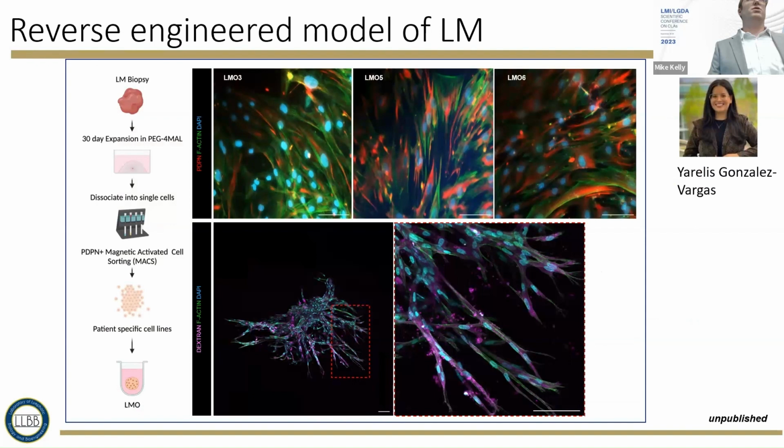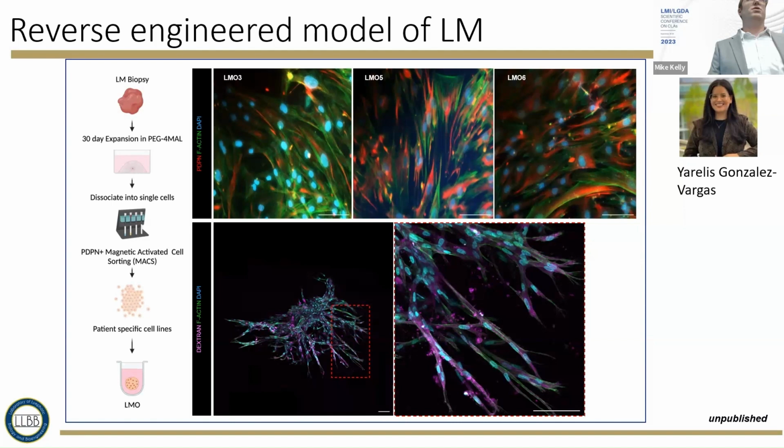We grow them for 30 days. We digest. We actually do selection on podoplanin, so we have our lymphatic endothelial cells and other cells. Anything that's podoplanin negative goes into one, podoplanin positive into another. Then we can reassemble these into spheroids, embed those spheroids into the hydrogel, and then these are the structures that we get. I think this is probably 10 days after growth.